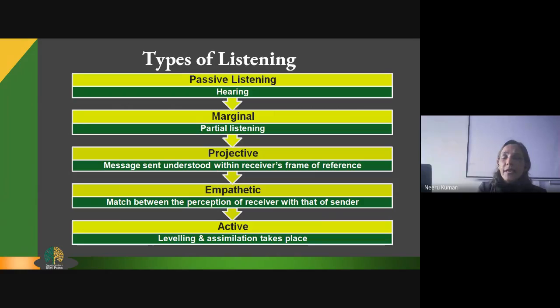So let us understand the different types of listening, and if you really want to become a good listener, what are the tips, what are the things that you have to keep in your mind if you really want to improve your listening ability. So let us start this session by understanding the different types of listening.